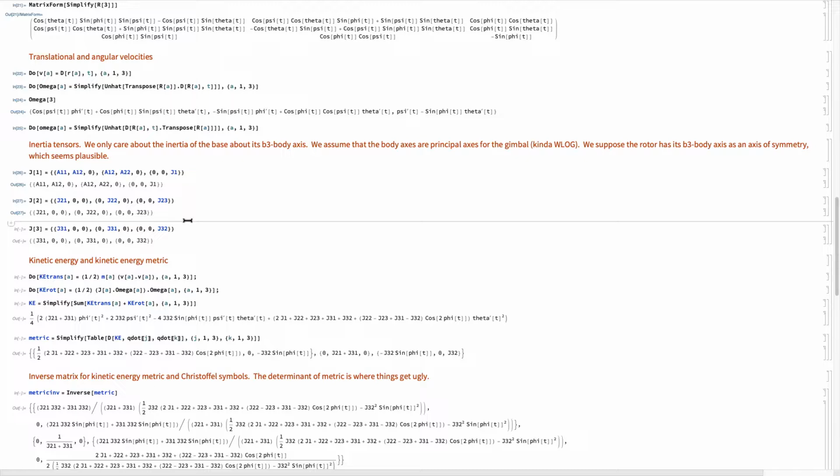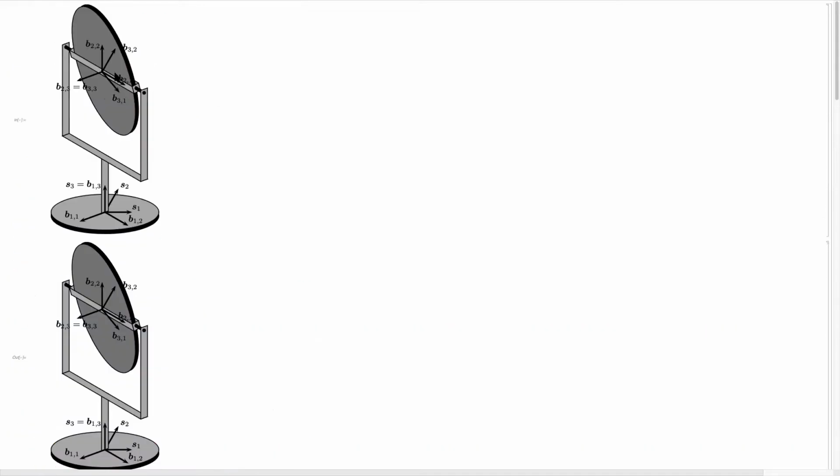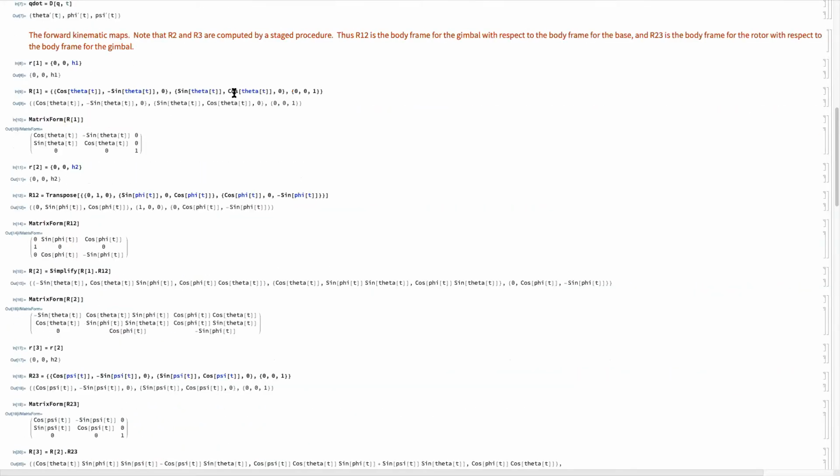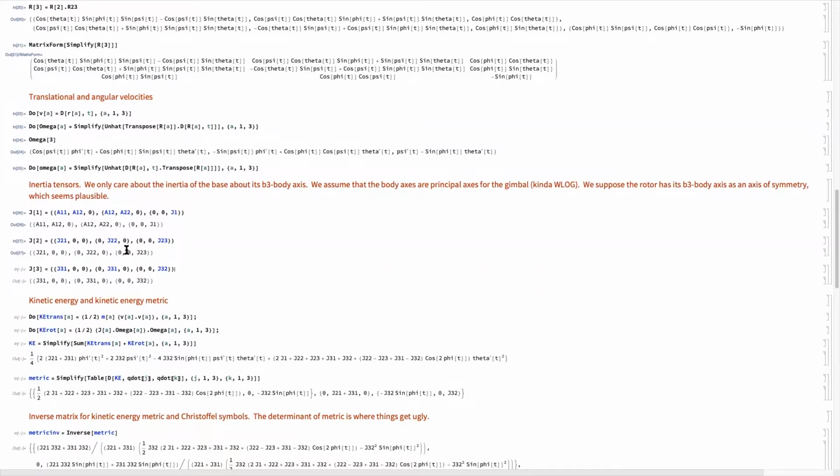All right, now body three. Body three is a disk, and for disks it's sensible to say that the axis which is orthogonal to the plane in which the disk sits is an axis of symmetry. What that means is that the other principal inertias, about B32 and B31, are equal, and then I have some other principal inertia in the third direction. That should be reflected here.